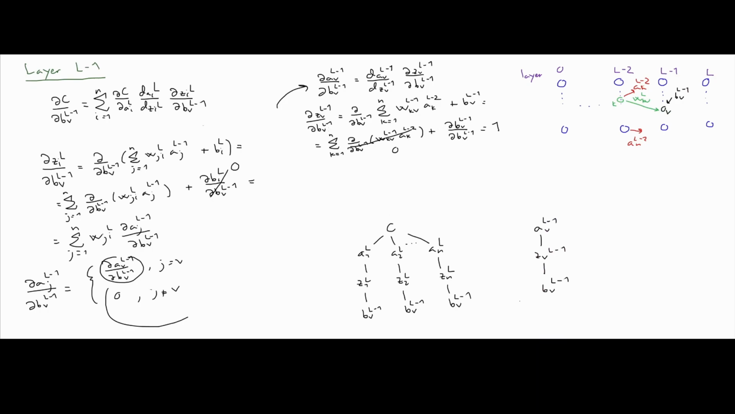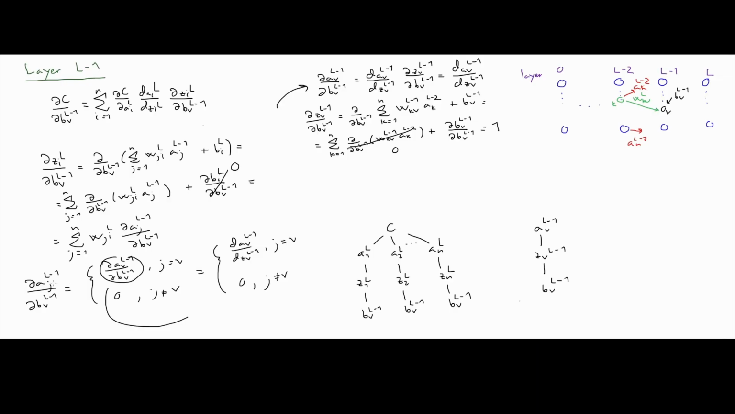Now substituting this partial derivative, which is 1, back here, we get that the partial derivative of the activation is equal to the derivative of the activation with respect to the weighted input. Now backtracking and substituting this partial derivative in this piecewise function, we get that this is equal to the derivative of the activation in neuron V when j is equal to V and 0 otherwise.